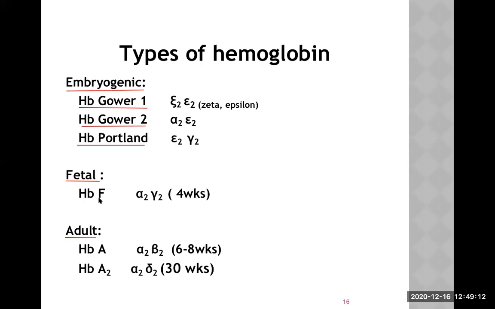Like fetal hemoglobin, hemoglobin F has 2 alpha and 2 gamma chains. And adult hemoglobin is of two types, hemoglobin A and A2. Hemoglobin A has 2 alpha and 2 beta, whereas hemoglobin A2 has 2 alpha and 2 delta. Okay, now these are the periods when each is maximally present.